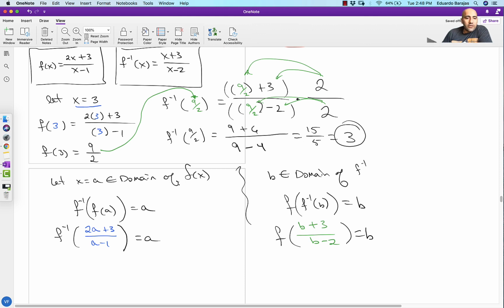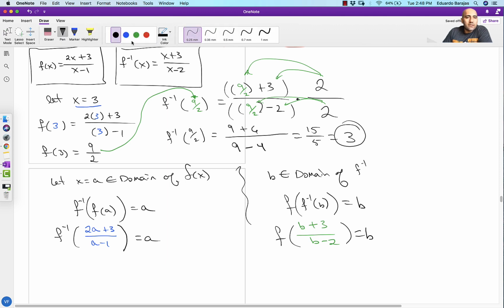So looking at the instructions for the inverse function, I want to plug this whole thing into the inverse function. Here are the instructions. Whenever you give me an input, I'm going to have a fraction where the numerator is the input plus 3, and the denominator is the input minus 2. So that means this input, 2a plus 3 divided by a minus 1, plus 3 in the numerator, divided by the same thing minus 2.